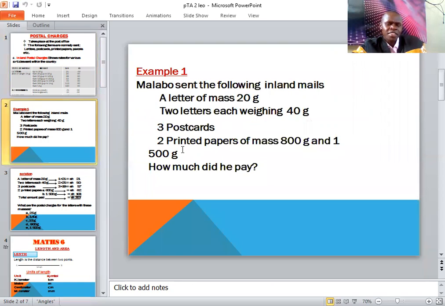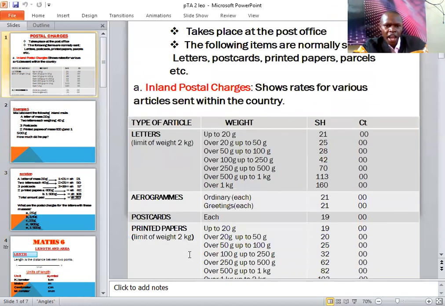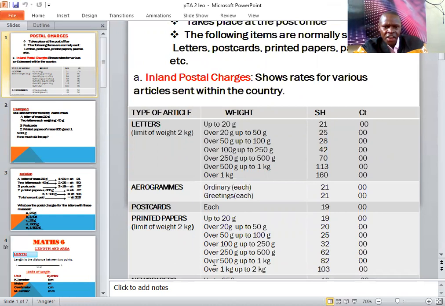Next item sent, 2 printed papers of mass 800 grams and 1,500 grams. Remember, there are 2. Now, the first one was 800 grams. From our table, printed papers, we are here, printed papers. 800 grams, where does it fall? It is falling under the range of 500 grams up to 1 kilogram. What are the charges? 82 shillings.